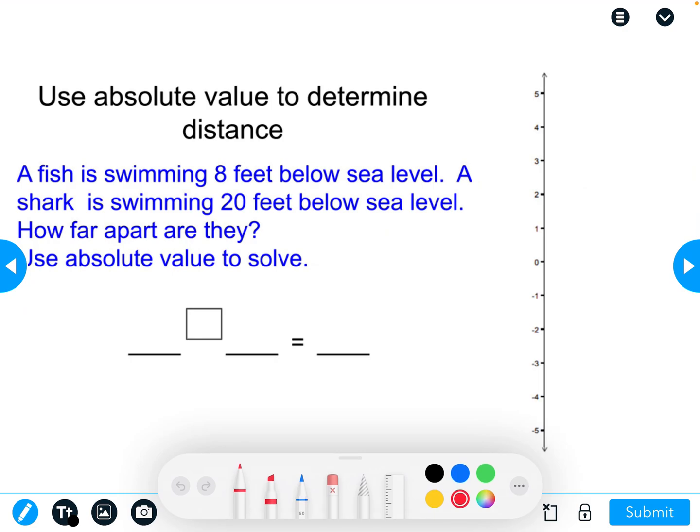A fish is swimming 8 feet below sea level, so that would be a -8. And a shark is swimming 20 feet below sea level, -20. How far apart are they?